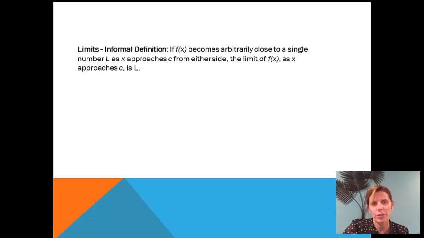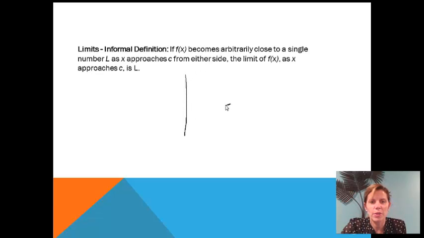All right, let's first of all figure out what is a limit. Here is the great informal definition. If f of x becomes arbitrarily close to a single number L as x approaches c from either side, the limit of f of x as x approaches c is L. Just in case you didn't quite get that informal definition, let's go really informal.